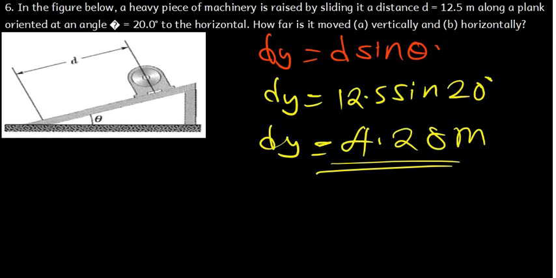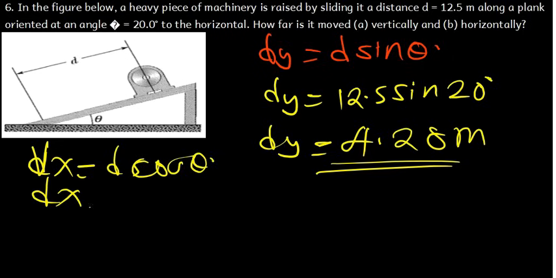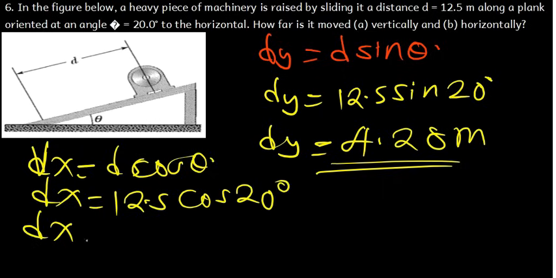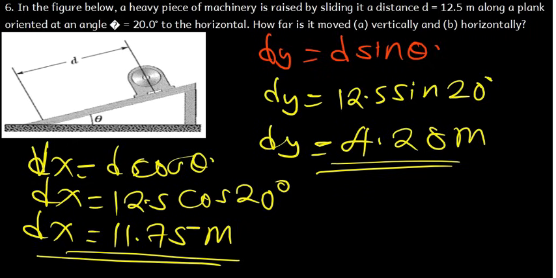Now, to find how far it was moved horizontally, that is going to be the x component. So dx will be equal to d cos theta. dx will be equal to d, in this case 12.5, because the theta is 20 degrees. So dx is 12.5 cos 20, which is 11.75 meters. That is how far it was moved horizontally. Okay, so that is it for this question.